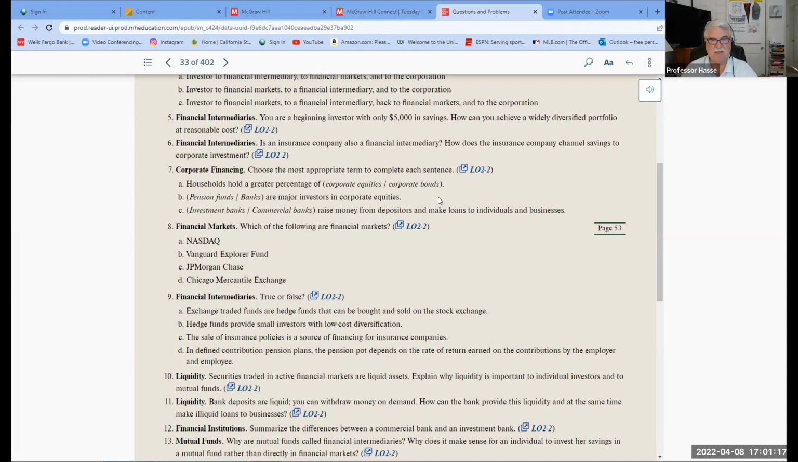Pretty good. So NASDAQ and Chicago Mercantile Exchange are financial markets. Vanguard Explorer Fund is a mutual fund. JP Morgan Chase is a bank, not a market. Okay. Well, those pretty well define financial markets and what you need to get out of chapter 2.